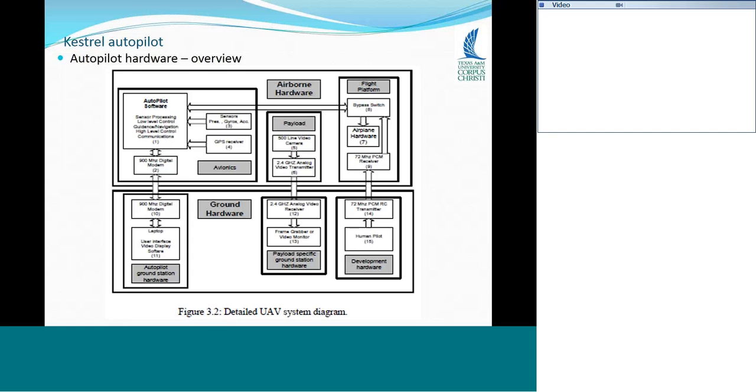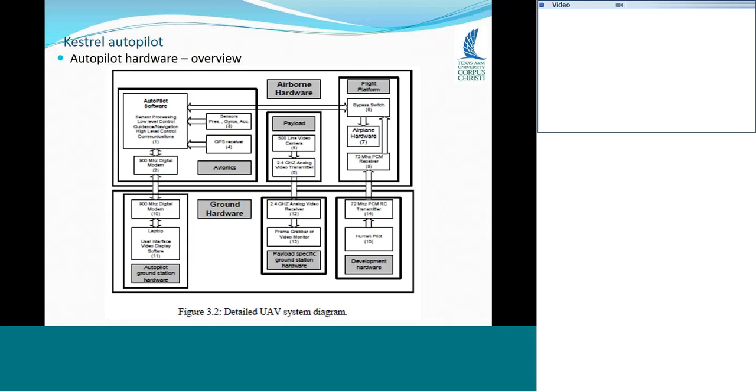All right, so it takes the video camera, sends its output to the ground by a 2.4 gigahertz analog video transmitter. Then there's a corresponding receiver on the ground and a frame grabber or a video monitor. Okay, so you basically have a screen there where you can look at what's coming off the airplane.